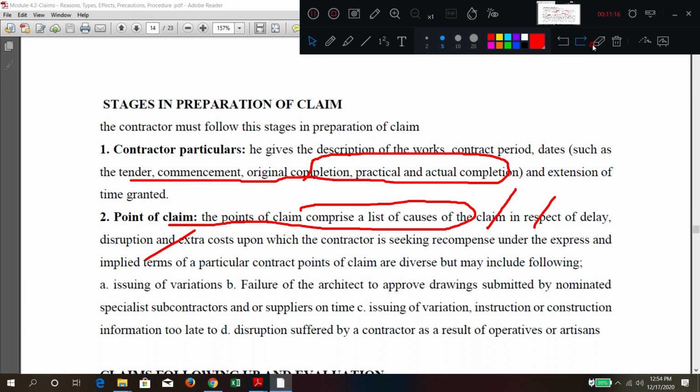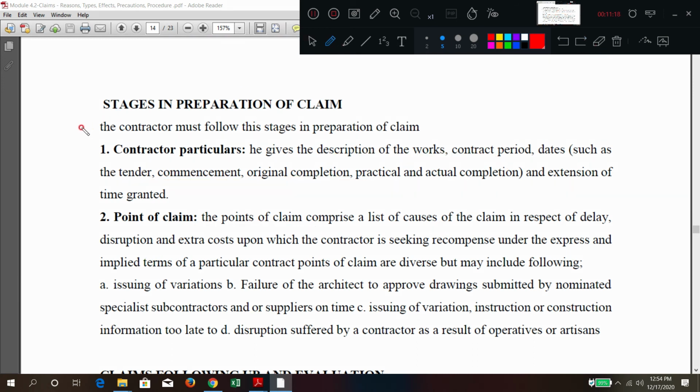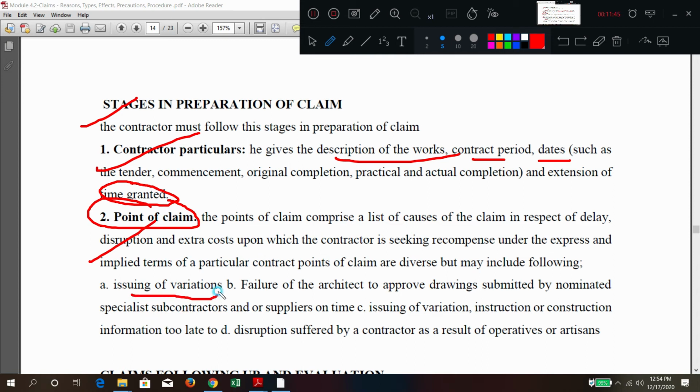Next, very, very important. What is that? Stages. Stages in preparation. How will the stages be there? So first, particulars will be given. The contractor will give particulars such as the description of the work, contract period, dates, extension of time granted. This is the contractor's particulars. Point of claim means what? Under which claim or clause he is going for that. So here, what are the documents you need to give? Variation issuing, failure of the architect to approve the drawing. So like this, you can make a statement. You can make a document like that.